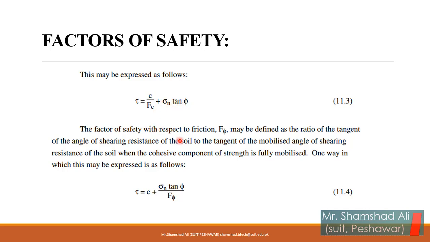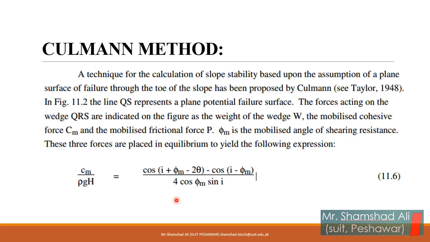The factor of safety with respect to friction may be defined as the ratio of the tangent of the angle of shearing resistance of the soil to the tangent of the mobilized angle of shearing resistance when the cohesive component of the strength is fully mobilized. One way in which this may be expressed is as follows: tau is equal to c plus sigma_n tan phi divided by F_phi times tan phi. This is basically the factor of safety for cohesion and for friction.